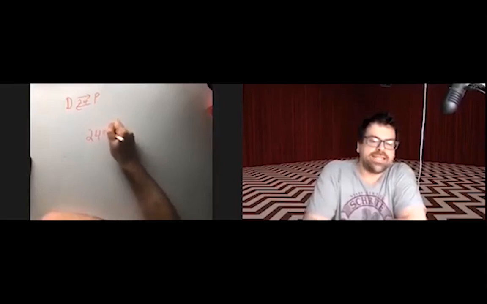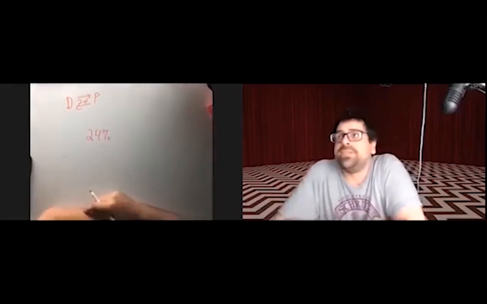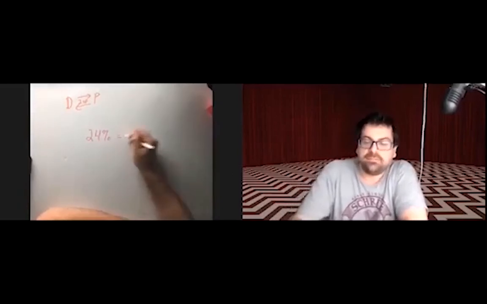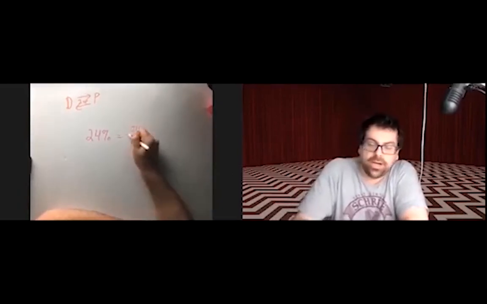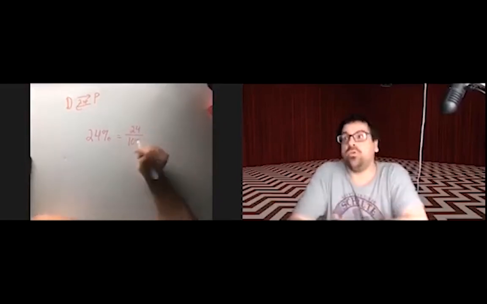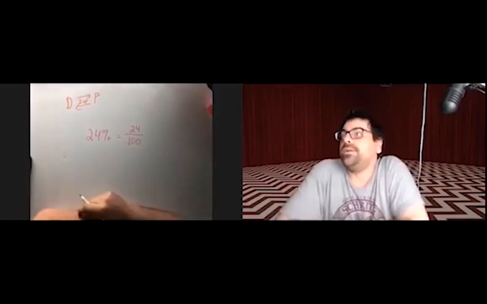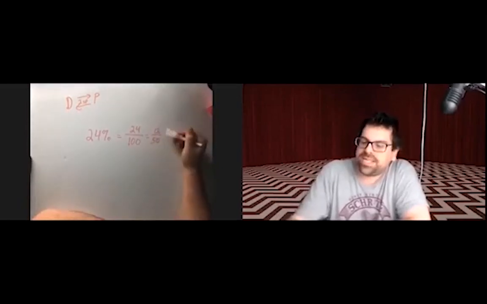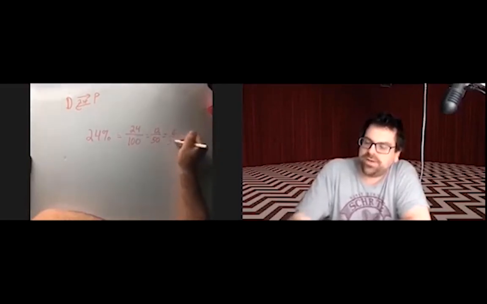24%, and we want it as a fraction in simplest form. Take advantage of percent, meaning per 100. The definition of percent is it's a fraction over 100. And then we reduce. They're both even. Divide them both by 2, 12 over 50. We can reduce. They're both even. Divide them both by 2, 6 over 25.